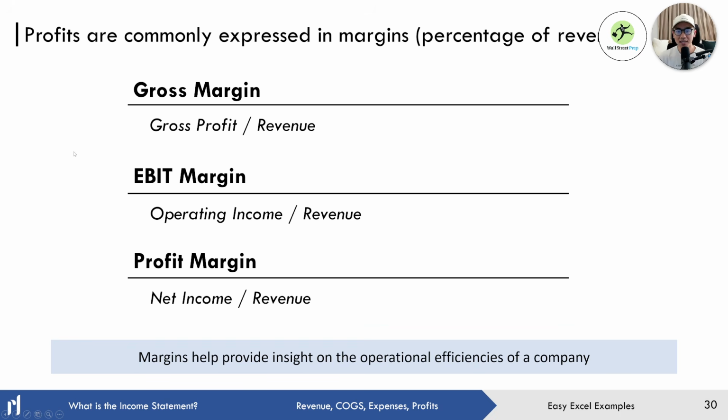Profits are also commonly expressed in margins, and this is a side topic in a sense, but I think it is very important because margins help provide insight on the operational efficiency of a company, and you'll see that when we go through the Excel. But gross margin is gross profit divided by revenue, EBIT margin is operating income divided by revenue, profit margin is net income divided by revenue. Really simple stuff that you just need to memorize.